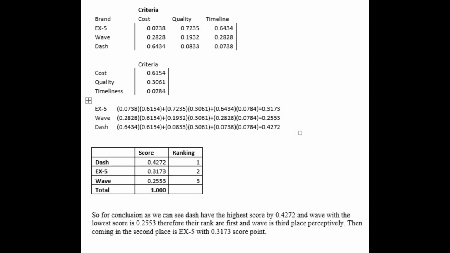So, for conclusion, as we can see, Dash has the highest score of 0.4272 and Wave has the lowest score of 0.2553. Therefore, Dash ranks first and Wave is in third place respectively. Then coming in second place is ES5 with a score of 0.3173.